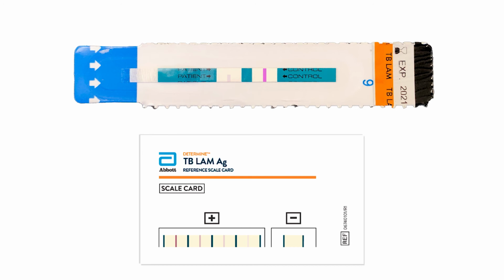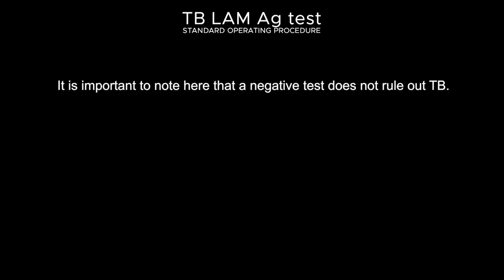When the color intensity of the bar in the patient window is lower than colored bars in the positive range on the reference scale card, the TB LAM result is indefinite. The test should be repeated. Alternatively, ask the patient to collect an early morning urine specimen for retesting the following day. It is important to note here that a negative test does not rule out TB.